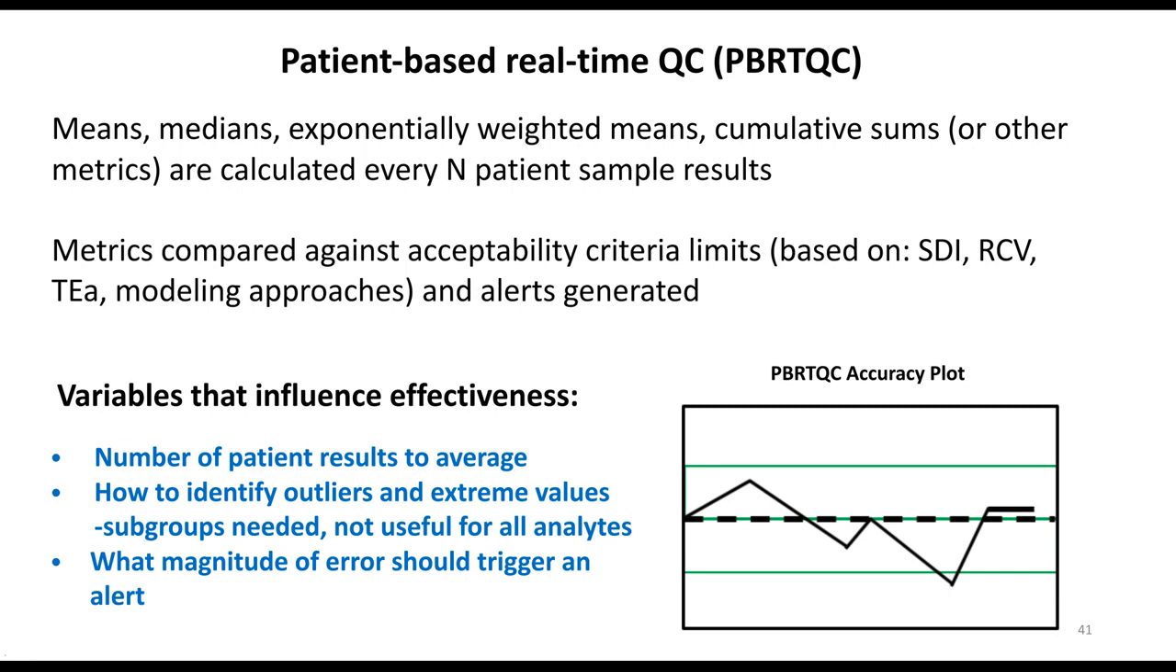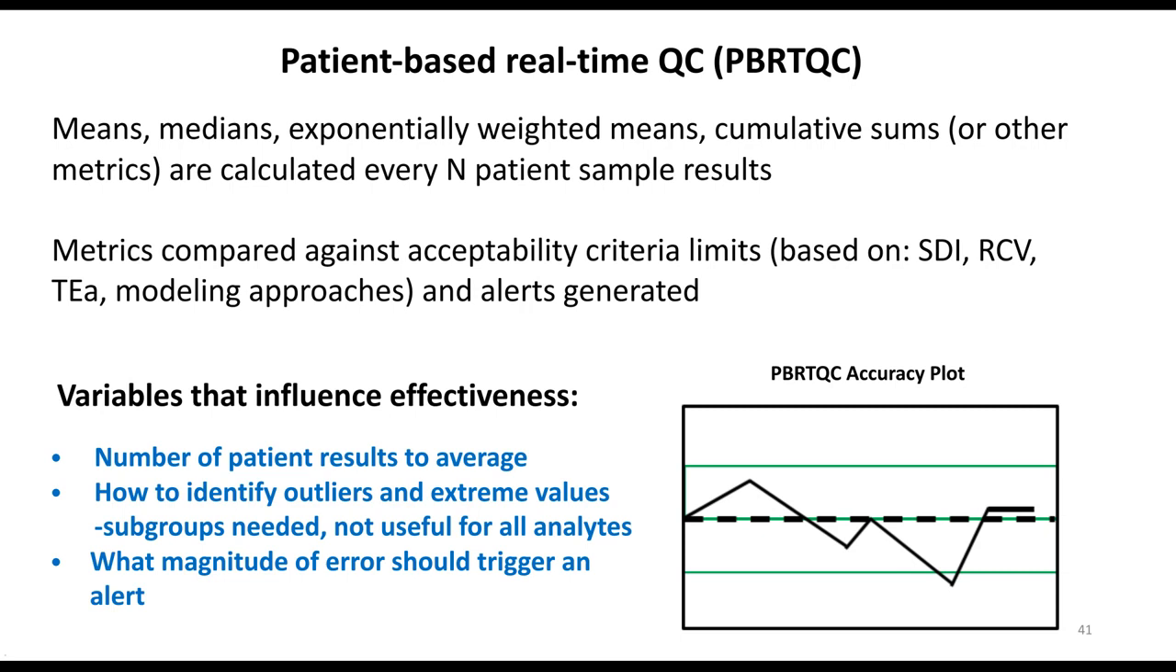Another tool for preventing errors is the use of patient-based real-time QC. In this approach, the laboratory's reported patient sample results are monitored in real time to detect potentially developing performance issues. If the analytical measurement system is performing as expected and the analyte is stable in the patient population tested, then the average of the patient results should stay the same over time, and a trend in the results could indicate a quality issue.